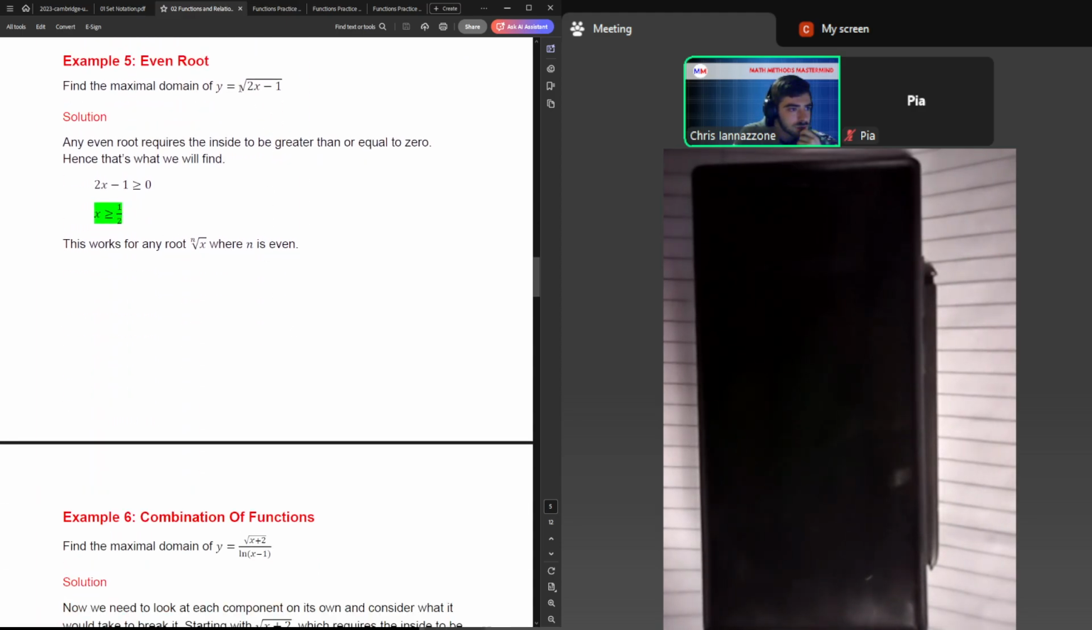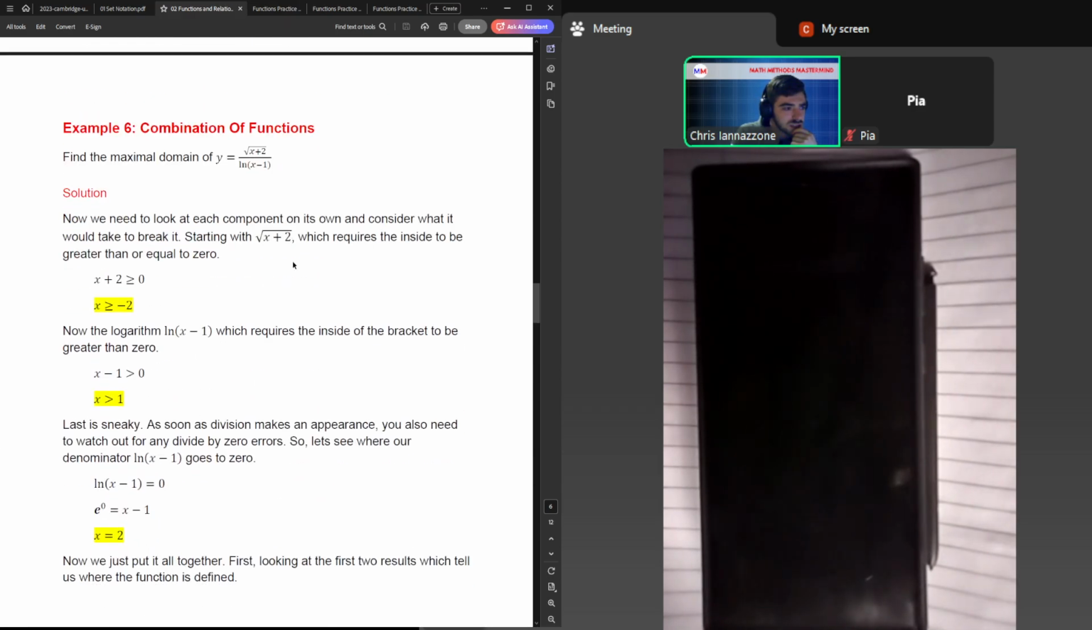For any even root, so this is just the square root, you want to make sure this is greater than or equal to 0. The thing that people tend to get backwards is between the logarithm and the root. Logarithm can't have 0, root can have 0. And so that's why we put a greater than or equal to sign on this one, and then rearrange that.